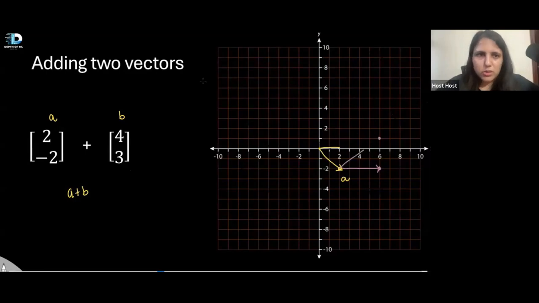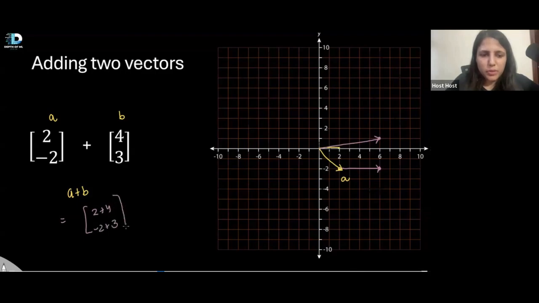So this will be the result. If I add it, it will be 2 plus 4, and -2 plus 3, and this will be (6, 1). So this is how we add two vectors.